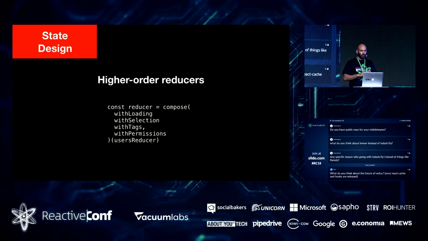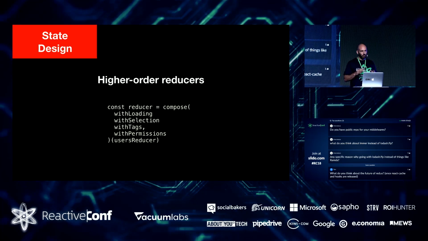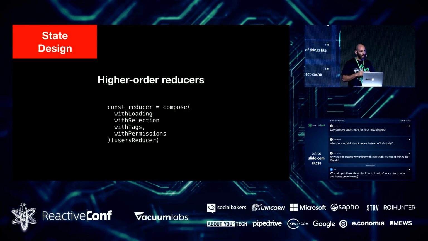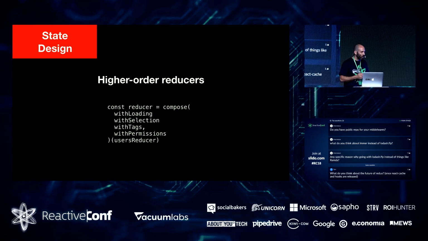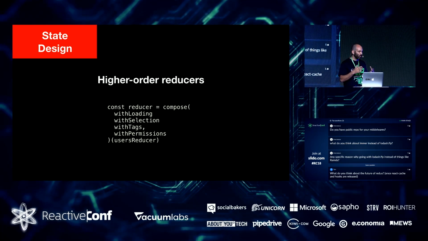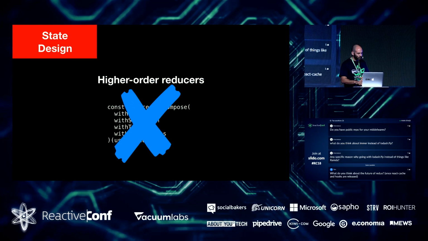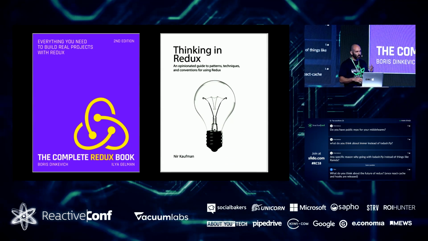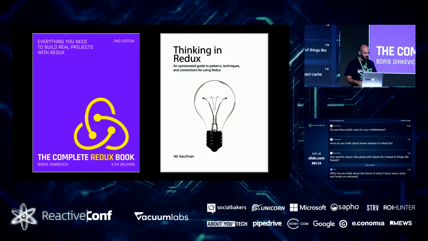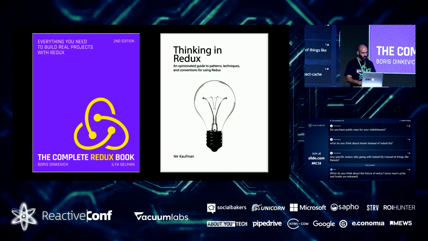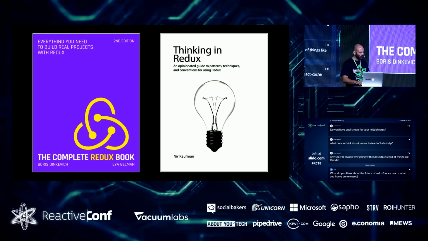Sometimes we use higher order reducers, but we try to avoid them because we feel they make your code complex and hard to debug and prone to errors like name clashing of keys. Finally, I want to recommend two books if you want to get deep into Redux: The Complete Redux Book and Thinking in Redux. You can get both of them online.